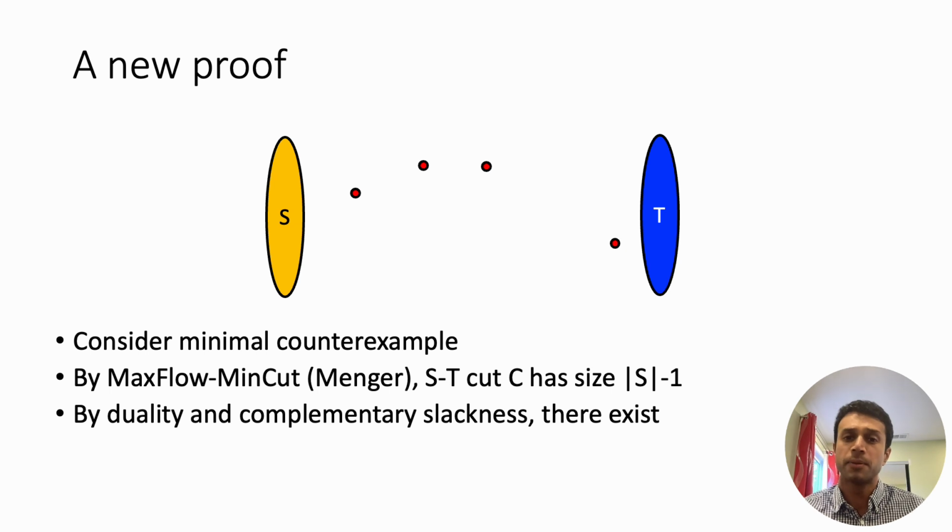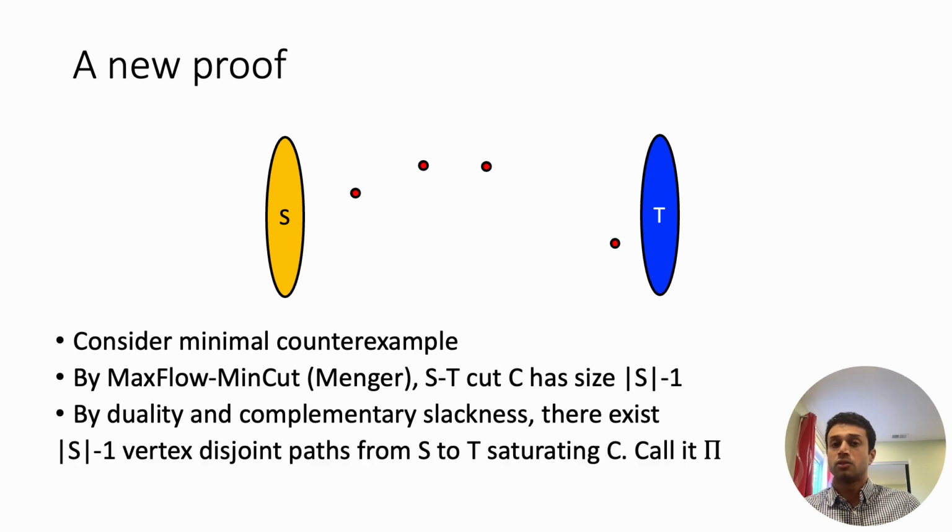By duality and complementary slackness, not only do we have a bound on the cut, we know there exist cardinality of S minus 1 vertex disjoint paths from S to T saturating C. Okay, so that was a lot of words. I'll show you in a picture. We'll call this capital Pi.